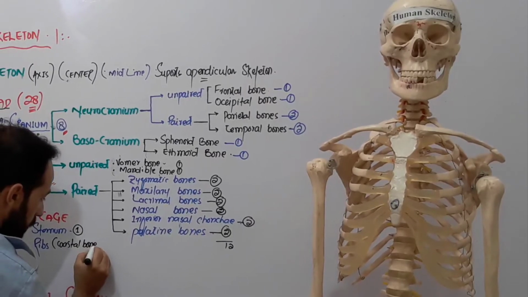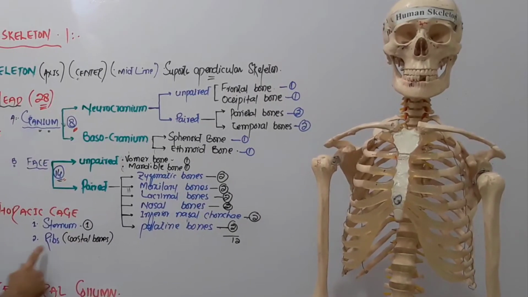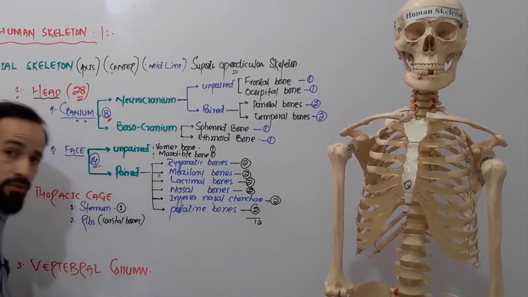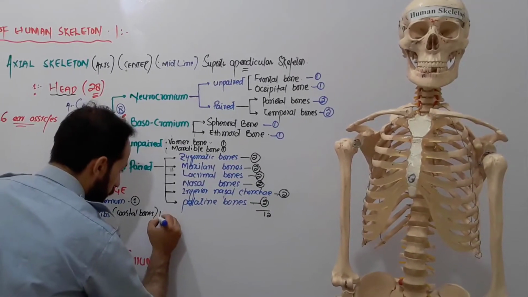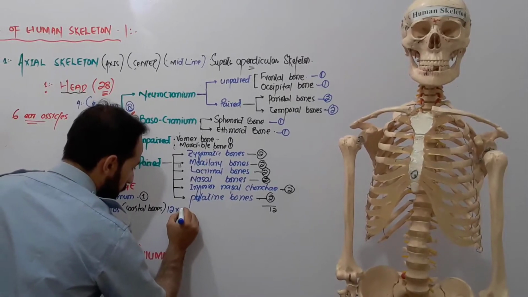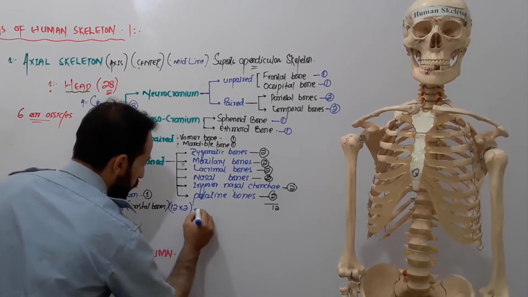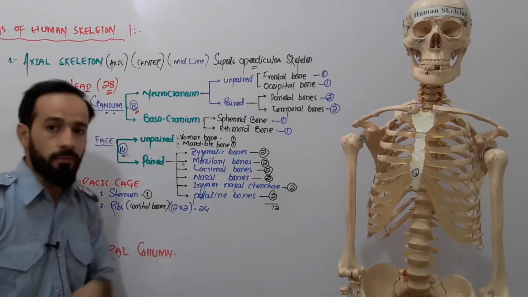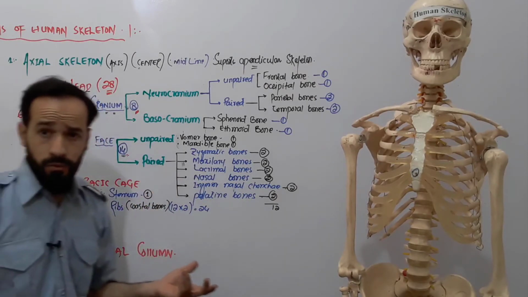Costal bones, right? So the ribs are costal bones, and there is the sternum. How many total ribs do you have? You have a total of 12 multiplied by 2. I mean, a total of 24 ribs or costal bones, and they are divided into different groups.